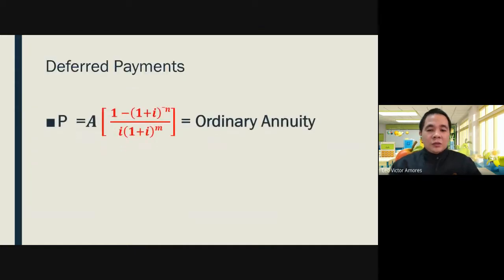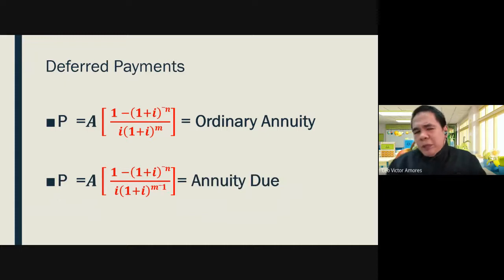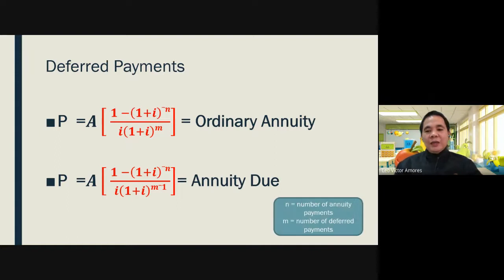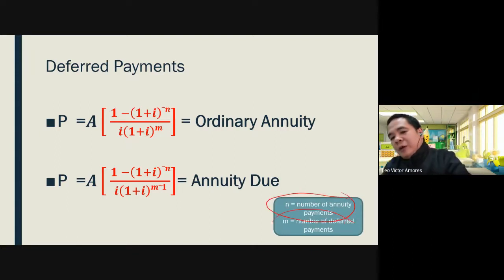There are two types of deferred payments. The problem can be a deferred ordinary annuity or a deferred annuity due. So we will solve the same problem using both ordinary annuity and annuity due analysis. N is the number of annuity payments and M is the number of deferred payments. Remember that one, okay?